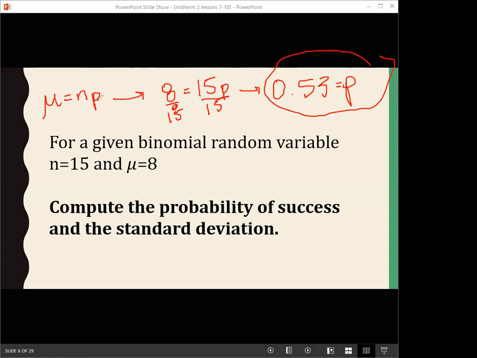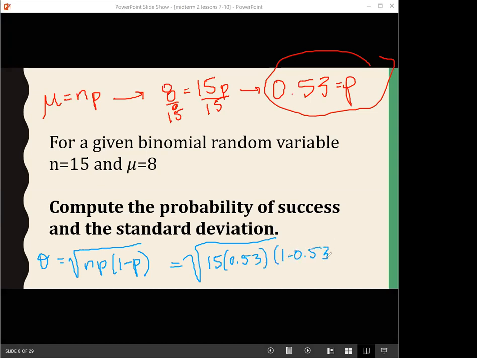Next you want to compute the standard deviation, and you can use the p that you just found. It'll make the formula way easier. The standard deviation equals the square root of your sample size, which is 15, times p, which is the 0.53 you just calculated, times 1 minus p. Once you do all the multiplication out, it should come out to 7.95 times 0.47, and then make sure you take the square root of that answer. Don't forget to take the square root, or else your answer will be bigger than it's supposed to be. Once you take the square root, your final answer should come out to 1.93.